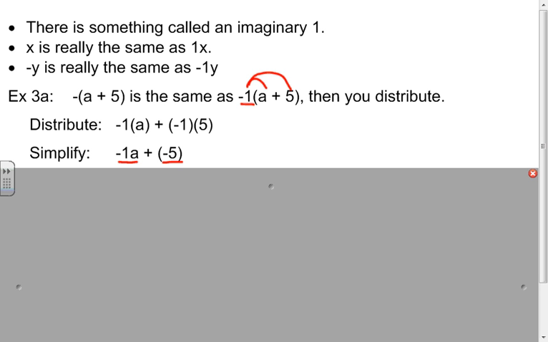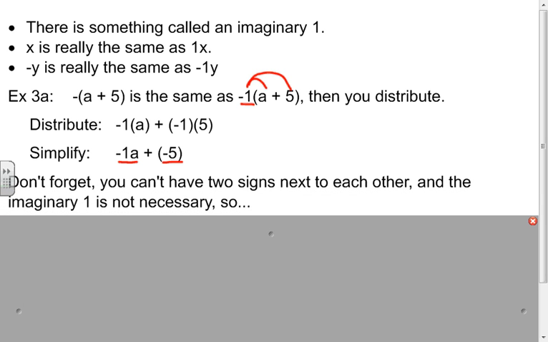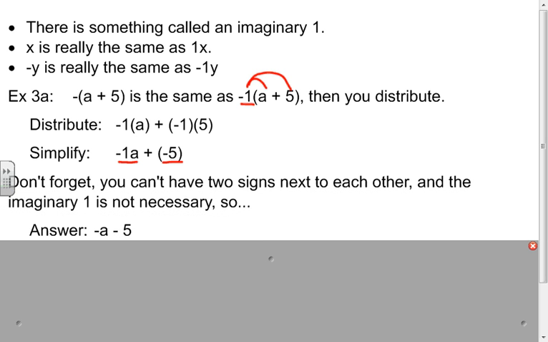Remember from a couple of lessons ago that you're not allowed to have two signs right next to each other? So instead of the positive sign and the negative sign right next to each other, that's the same thing as just a negative sign. The imaginary 1 in front of the a is not necessary, so the 1 goes away, and you still have negative a. So the answer is negative a minus 5.